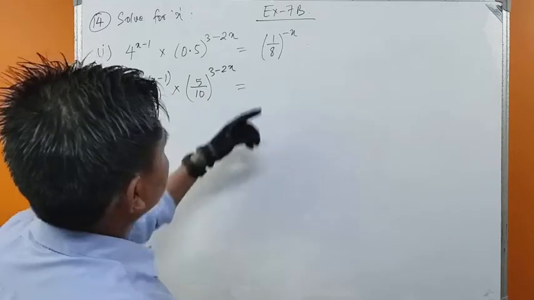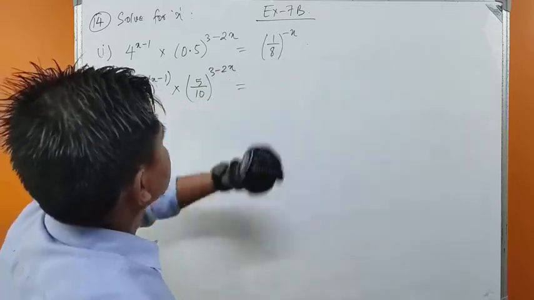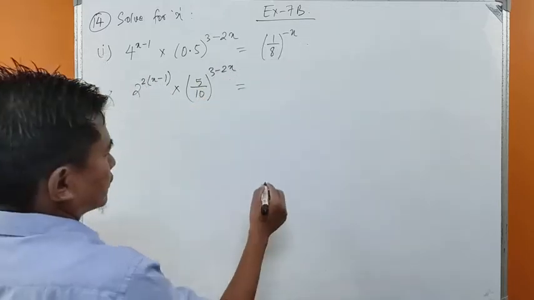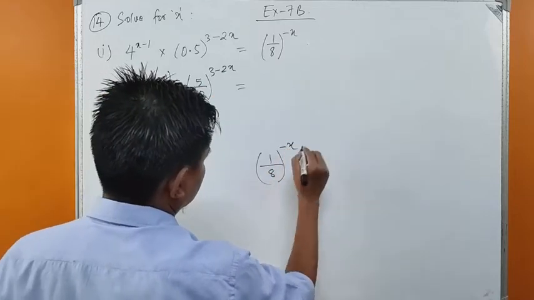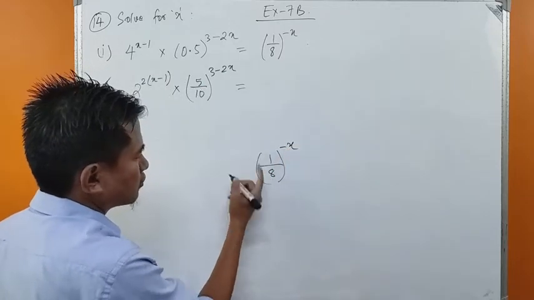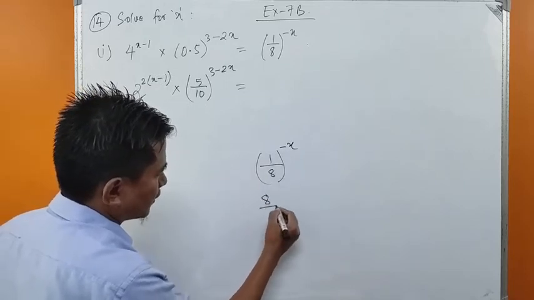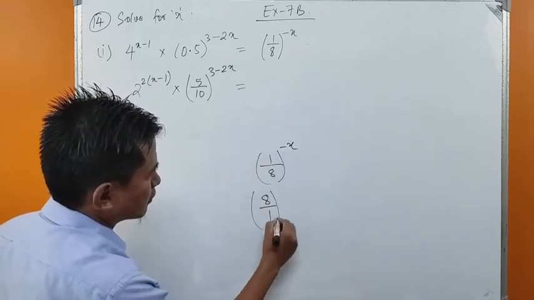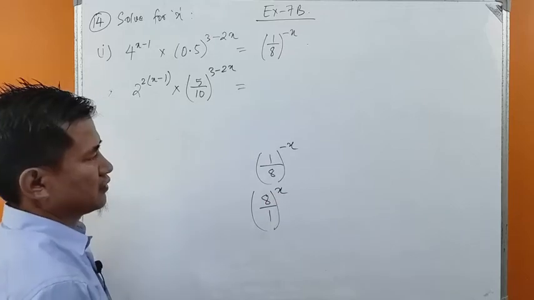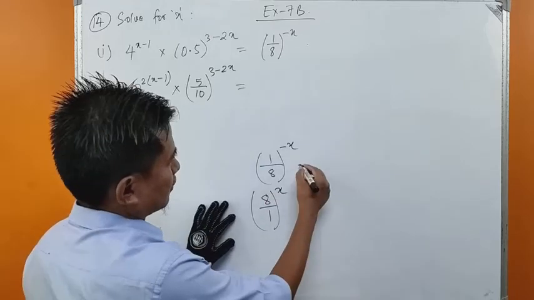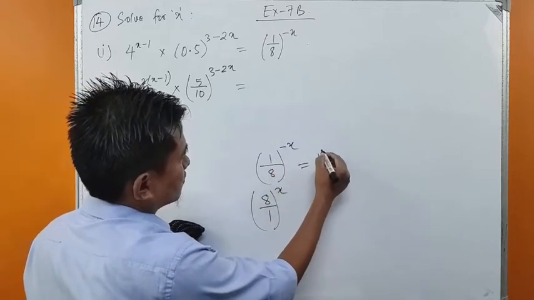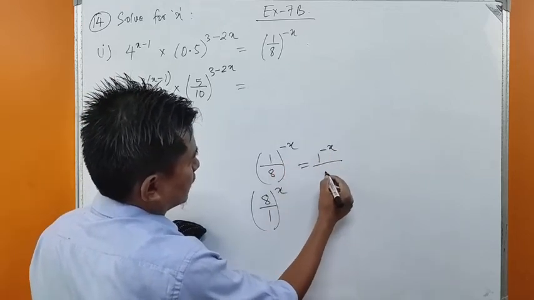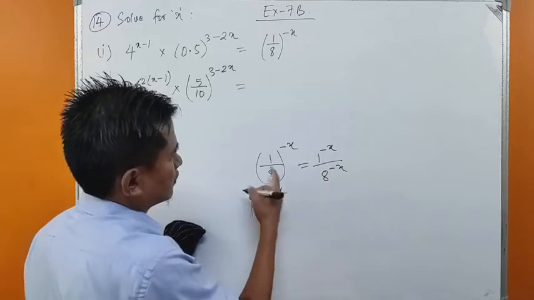So here we have 1 upon 8 to the power minus x, isn't it? If I take this 8 to the numerator and 1 to the denominator, the power changes to plus x, isn't it? How did this happen? So this means 1 to the power minus x upon 8 to the power minus x.